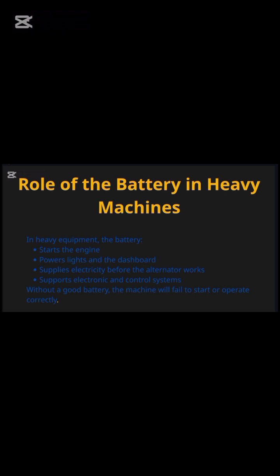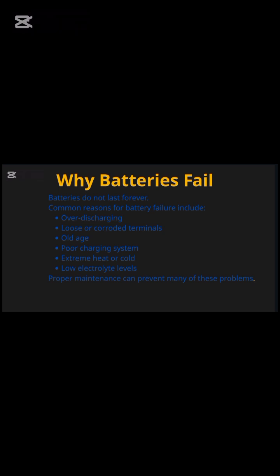3. Supply electricity before the alternator starts. As we know, when the alternator starts working, it supplies electricity to most of the components. But before the machine starts, we need electricity. So the battery provides us with electricity before the alternator starts to work. 4. Support electronics and control systems. Without a good battery, the machine will fail to start or will not operate correctly.